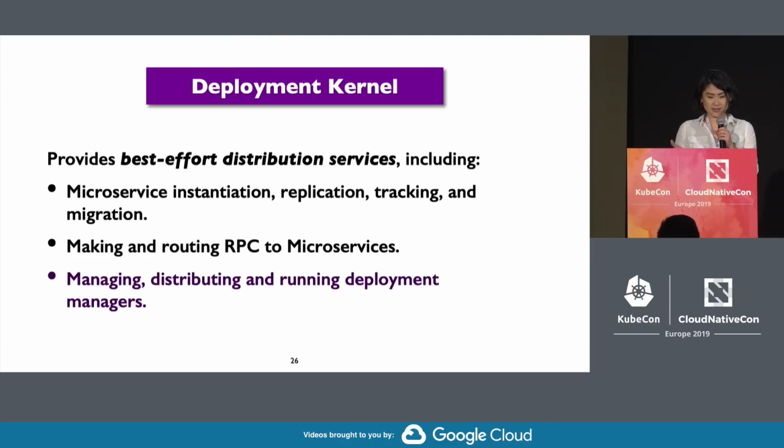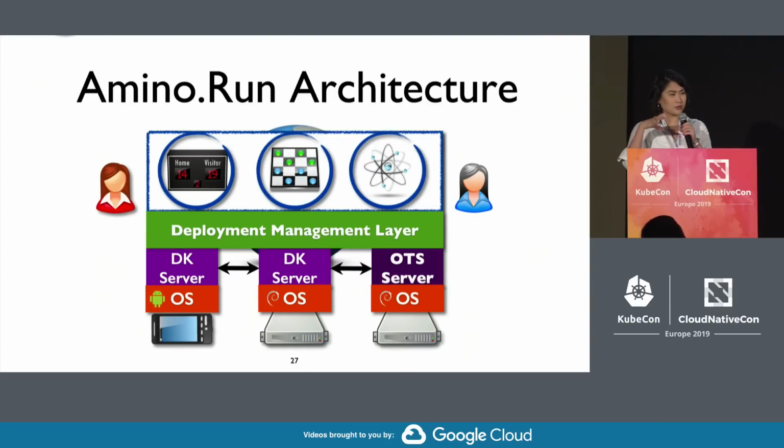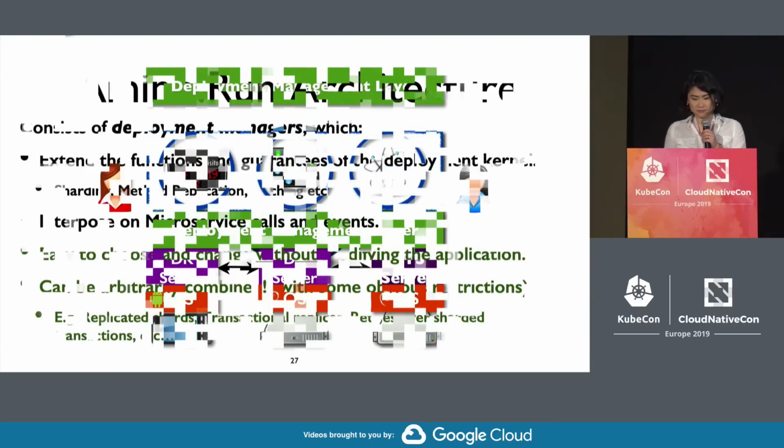Finally, the most important task of the deployment kernel is actually to manage and distribute deployment managers. Deployment managers, in essence, live on the deployment kernel servers, in a layer above the deployment kernel, and they provide guarantees that are in addition to these basic microservice mechanisms that you might want. I like to say they're the magic sauce. They're libraries that make all of the magic happen for all of these complex coordination tasks that you might want to do across and between your microservices.